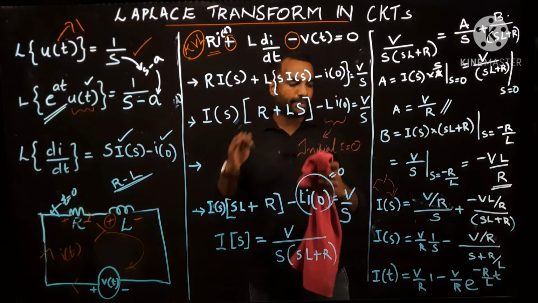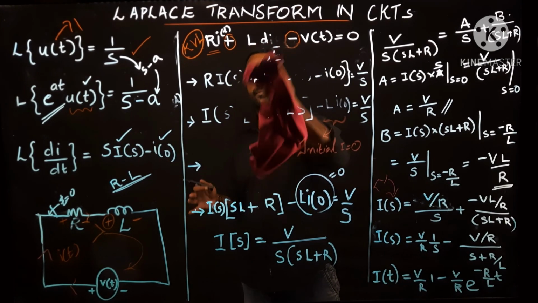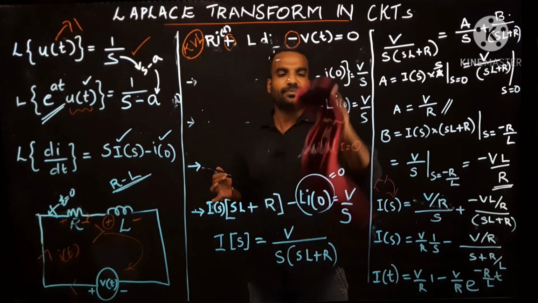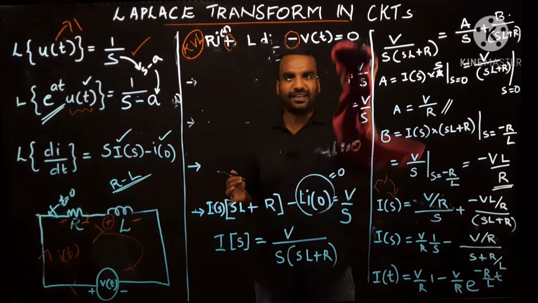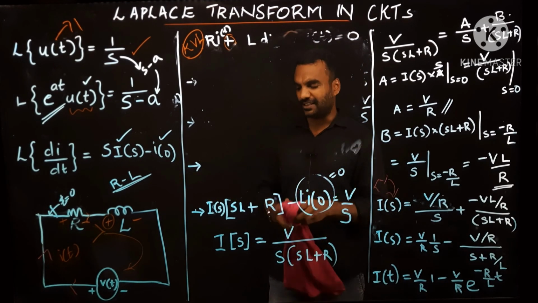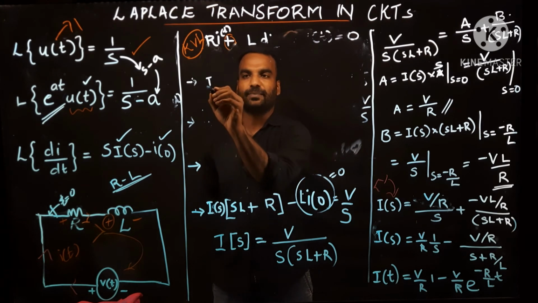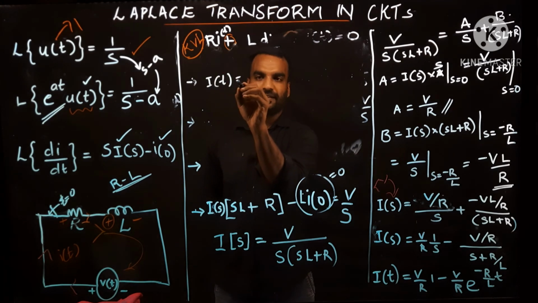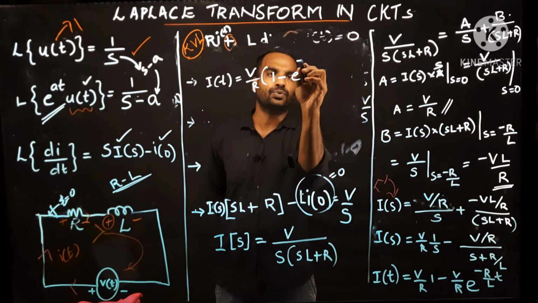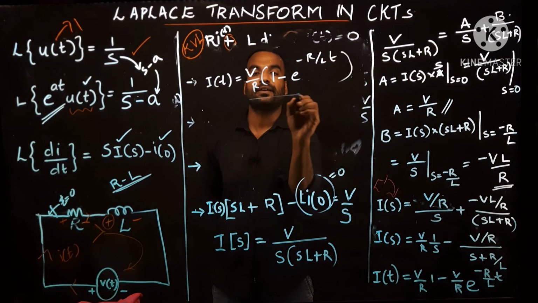Let me write here because this is the important conclusion. It is some time consuming to rub these things from this board. That is the one issue with this glass board. Anyhow, so I of t is nothing but V by R into 1 minus e raised to minus R by L into t.